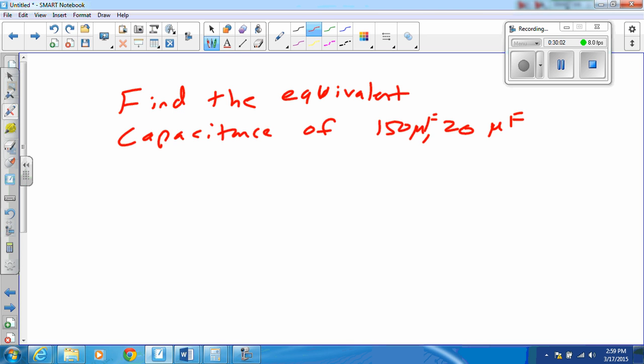All right, before you leave, do one. Find the equivalent capacitance of 150 and 20 microfarads in series. Go.